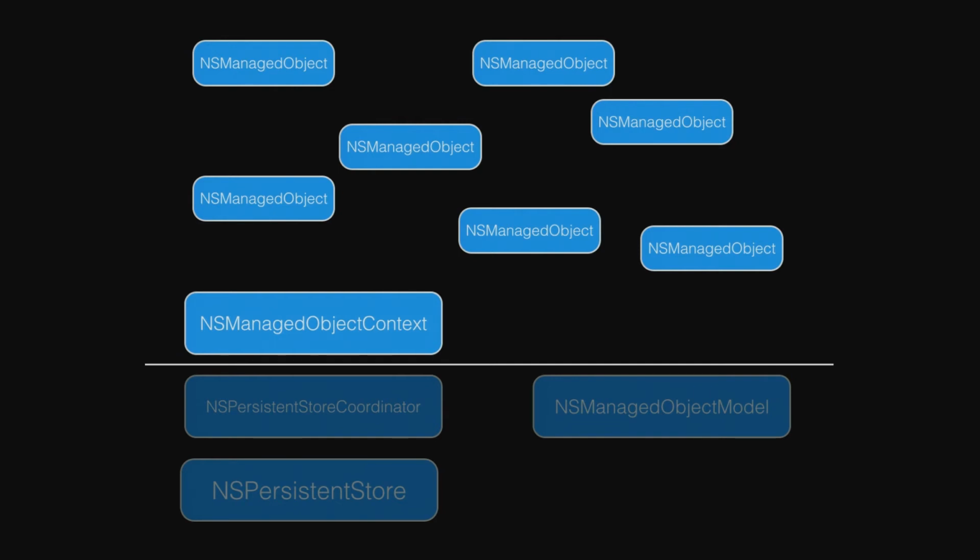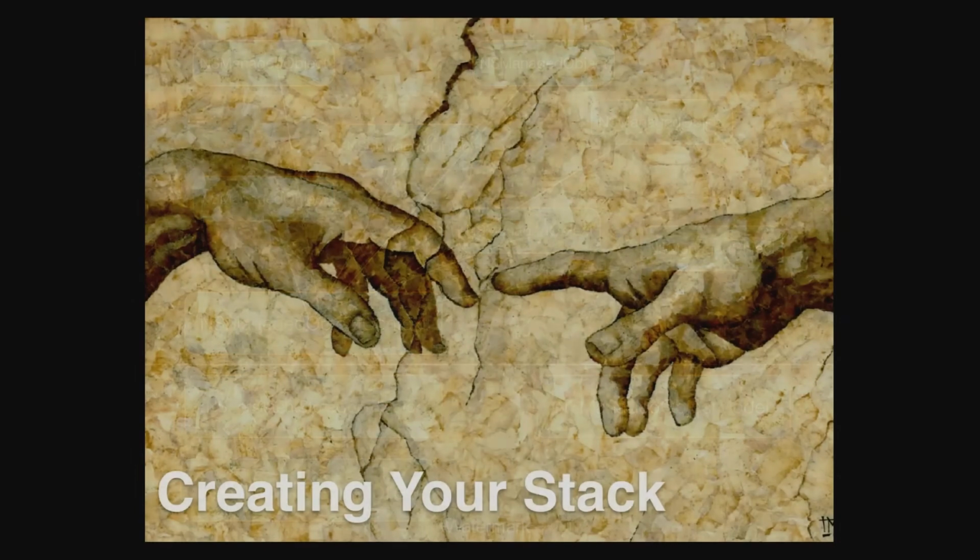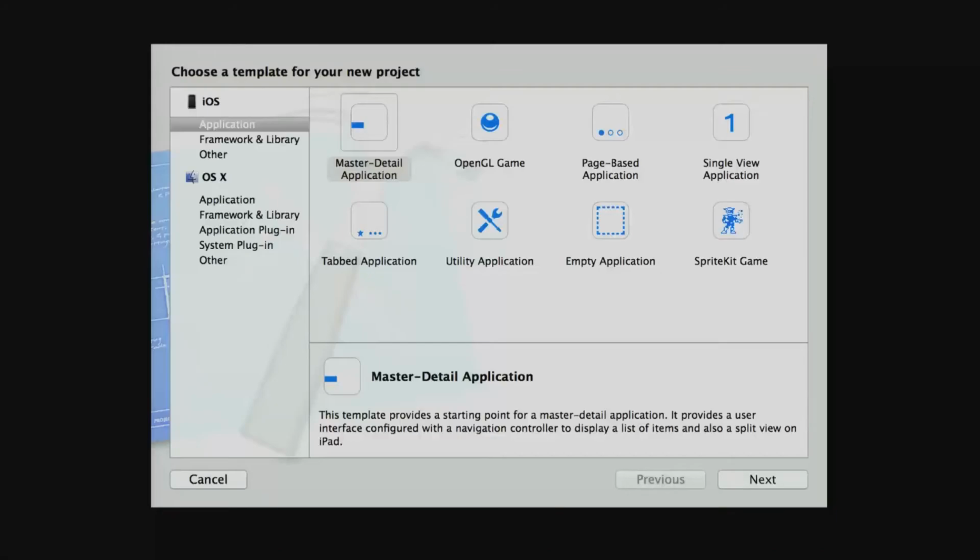And generally, this context, like I said, has a whole bunch of references to all those objects. So all of those things, we put them together in something called a stack. And it's not really an object in Core Data. It's just something that we generally use to reference that collection of things that we need in order for Core Data to work in our iOS apps.